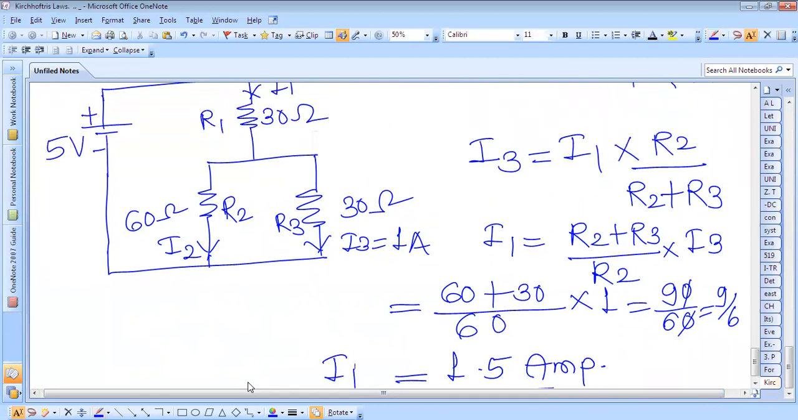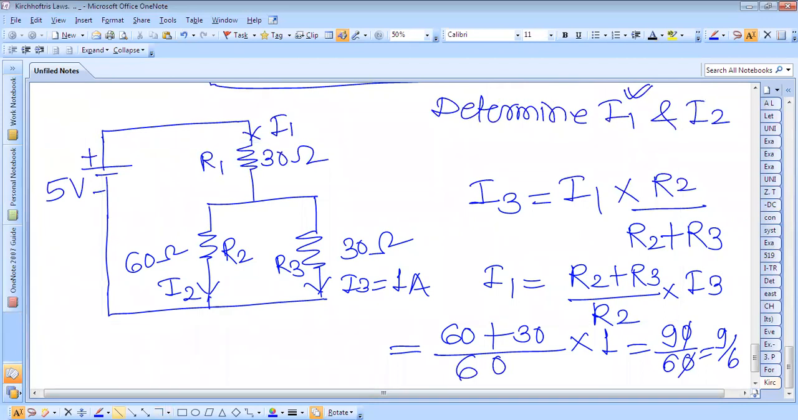I1 we have got 1.5 ampere. So prima facie we can say that if this current is 1.5 ampere, and if the 1 ampere current is going in this branch, the remaining 0.5 may go in this branch. So we have to apply again KCL at this junction. This is the junction.